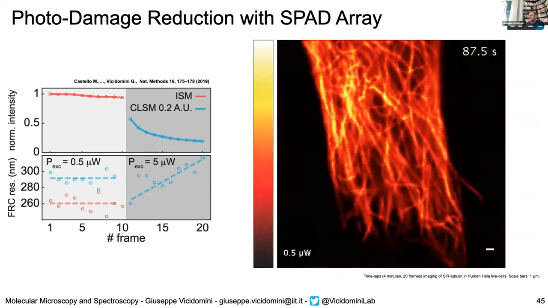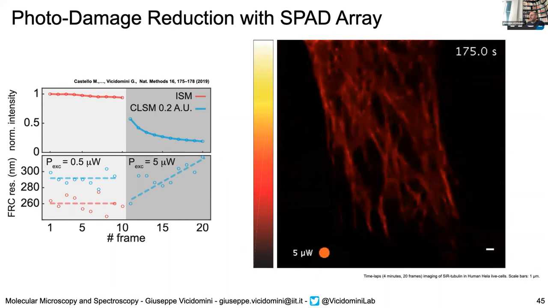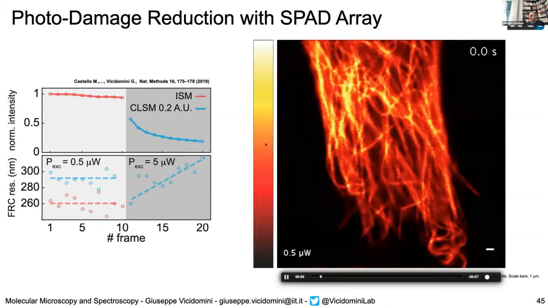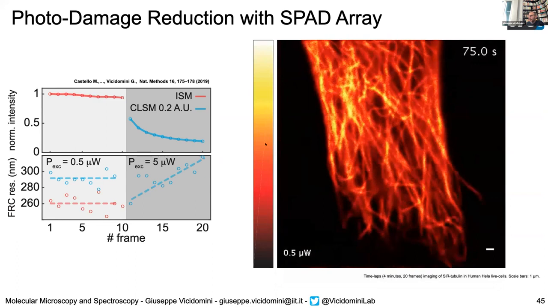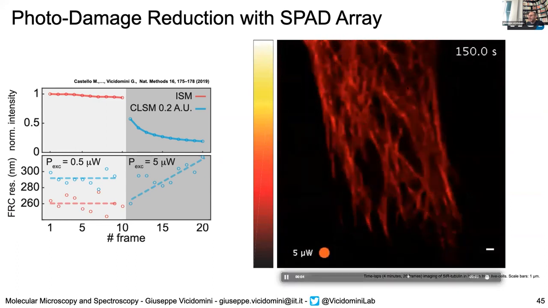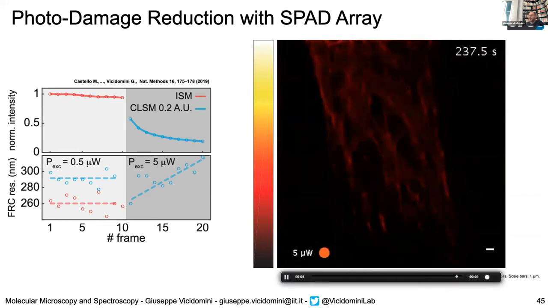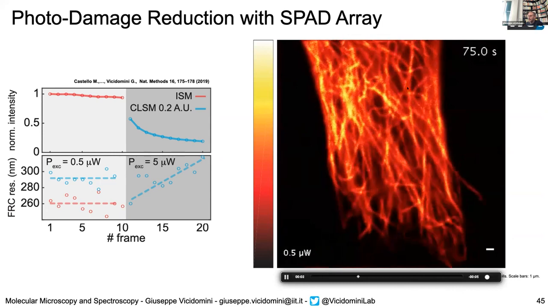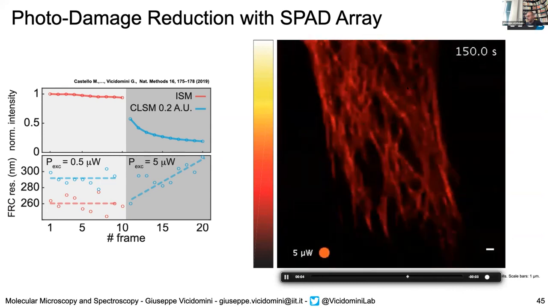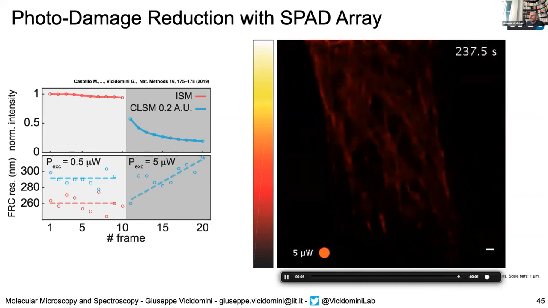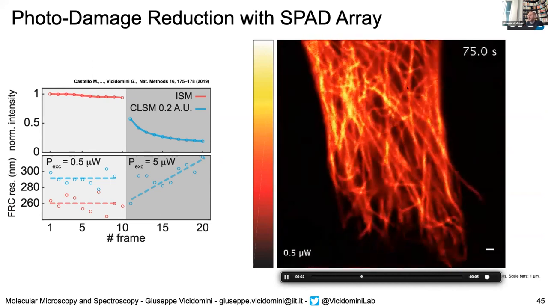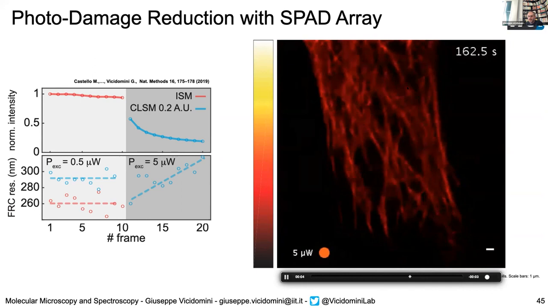These are the first 10 frames. As you can see, when we increase the intensity of the laser to 5 microwatt to achieve the same resolution with a confocal, the signal starts to fade because I introduce some photobleaching and most probably also some phototoxicity to the sample. So this means that this is a technique that is designed specifically for live-cell imaging.